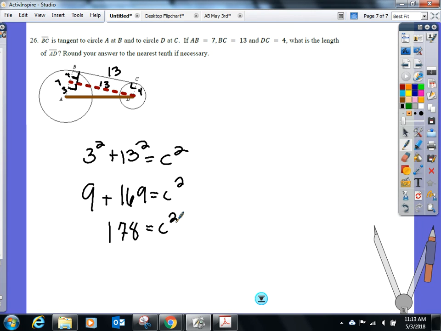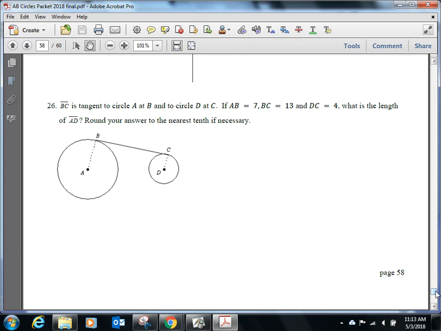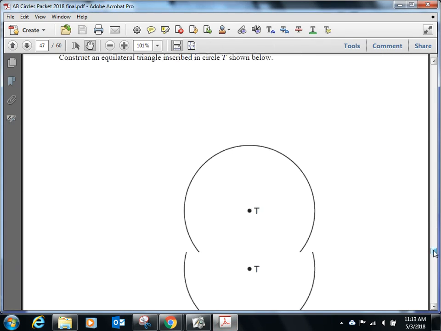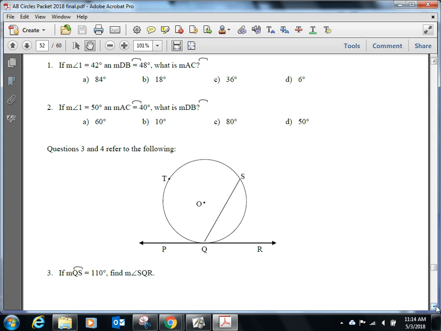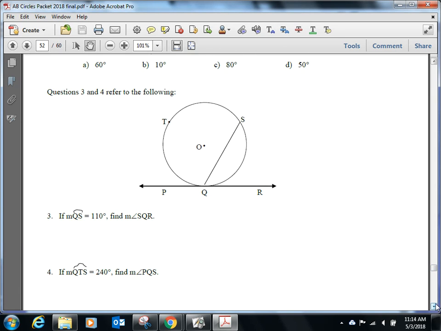3 and 4 from the packet? Yeah. Okay. Still could be, certainly could be part of a big circle question, though.